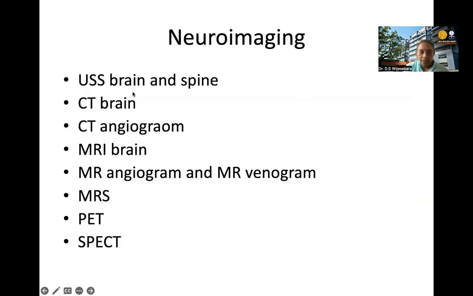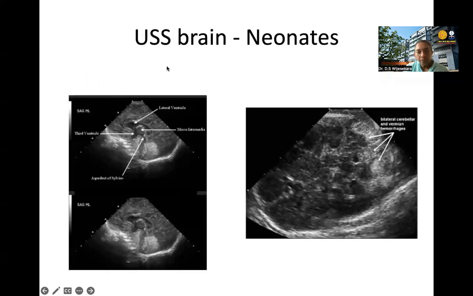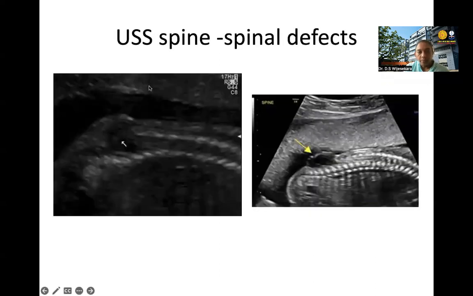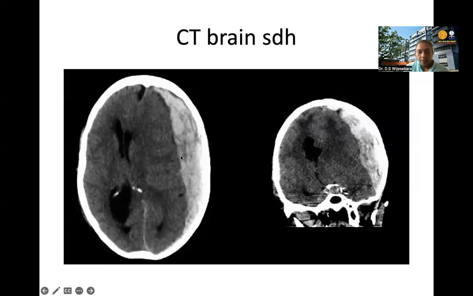Then we have neuroimaging: the ultrasound brain and spine, CT brain, CT angiogram, MRI brain, MRI angiogram, MR venogram, MR spectroscopy, PET, and SPECT. So in neonates, we use the ultrasound brain to detect hemorrhages and any cystic lesions and any form of abnormal structural deformities, but it may be a limited view sometimes, and also it's observer biased. And then it is commonly used to diagnose spinal defects in the neonatal and early infancy period.